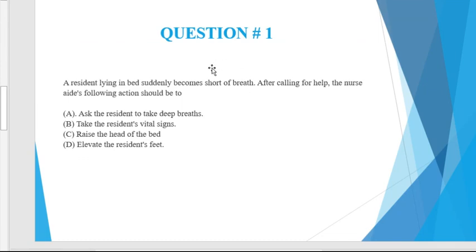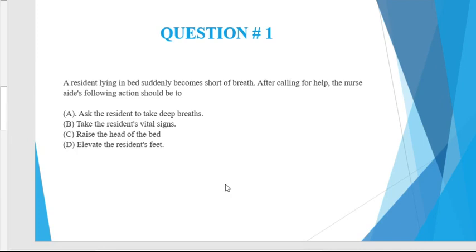Look at this question: short of breath. The person is struggling to breathe. You have called the nurse. What will you do next? In these options, it's good to ask the patient to take a deep breath. But look at option C: raise the head of the bed. The first thing you need to do is raise the head of the bed, because when you raise the head of the bed, it makes breathing easier and better. Now you can tell the person to take a deep breath.